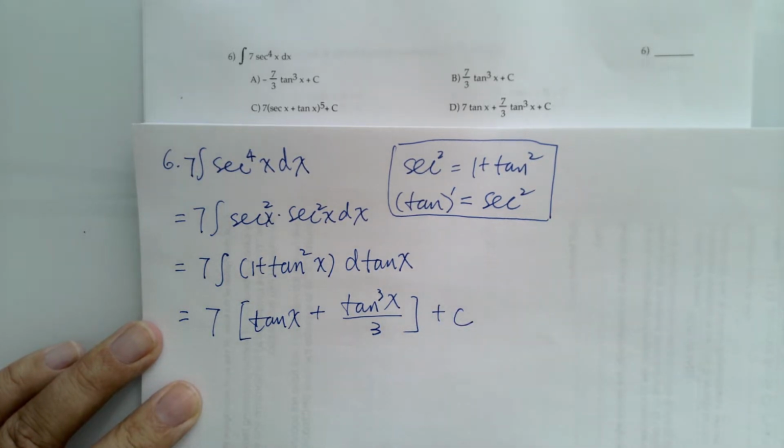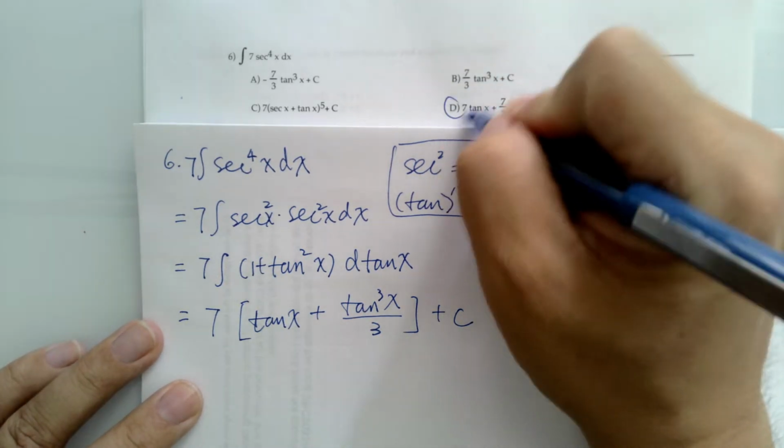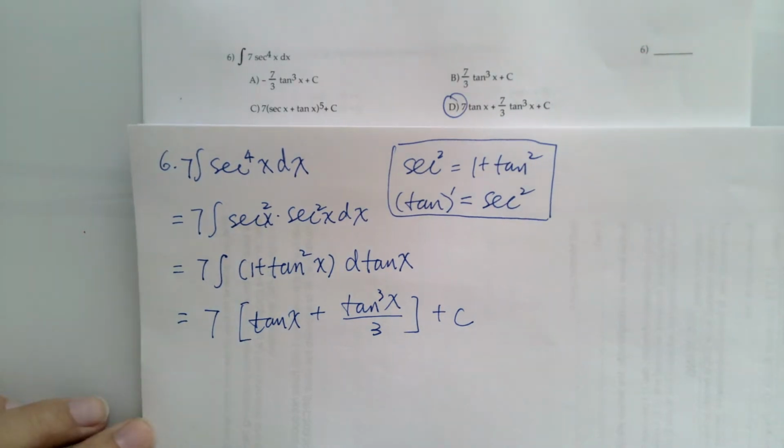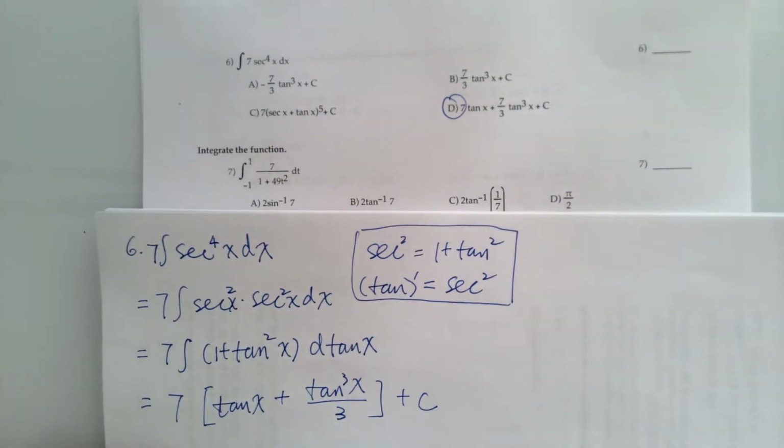plus arbitrary constant c. So you can check. So 7 tan x plus 7 over 3 tan cube x plus c. So the answer is D. Easy. Alright, so number 7.